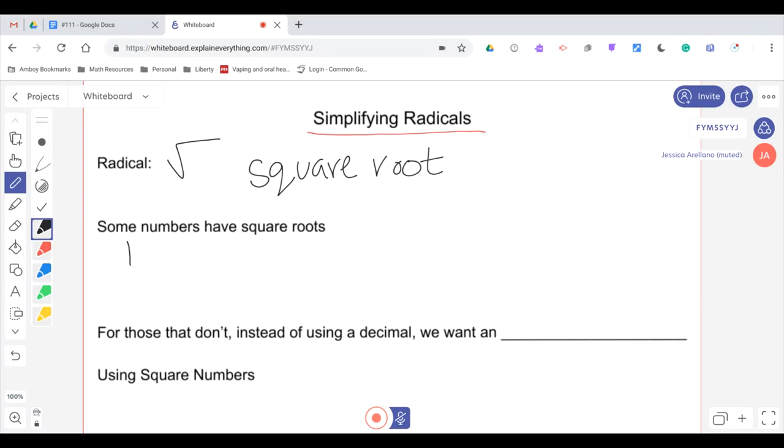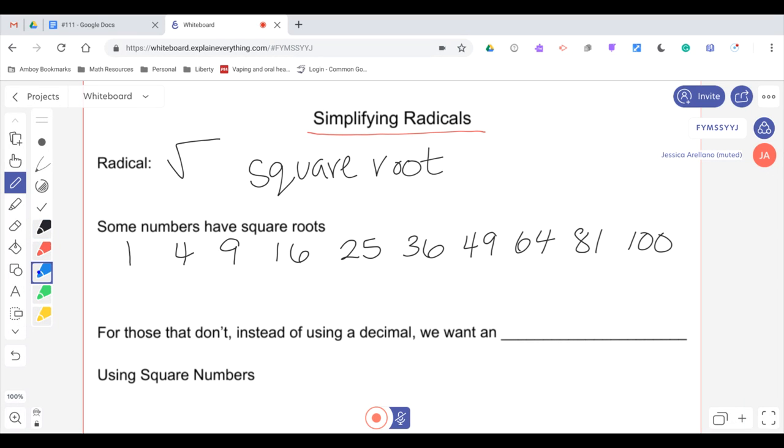So 1's square root is just 1. 4 has a square root of 2. 9 has a square root of 3. 16, 25, 36, 49, 64, 81, and 100. Okay, so these are my square numbers. If you want to write underneath what their square root is, that's good.